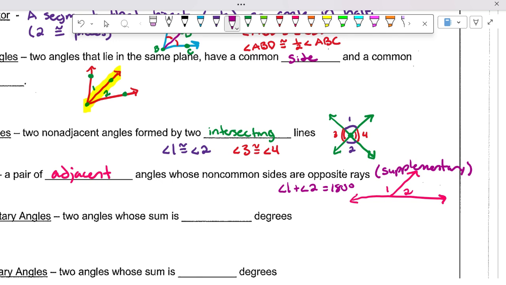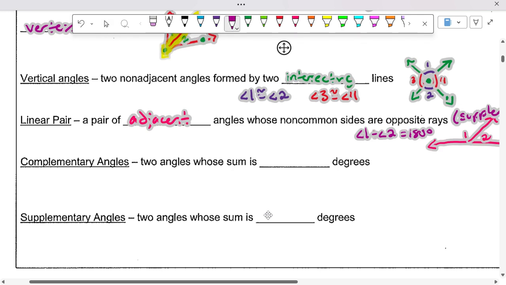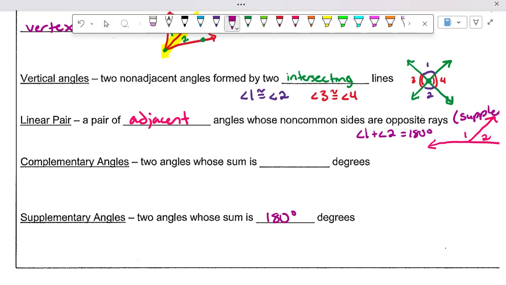And a linear pair looks like the stereotypical supplementary. It's not just two angles out in space that we know add up to 180. They will actually look like what you've been seeing as supplementary your entire schooling. Now, we already said supplementary is two angles whose sum is 180 degrees. What's complementary? It's two angles whose sum is what? 90 degrees. So complementary is 90, supplementary is 180.